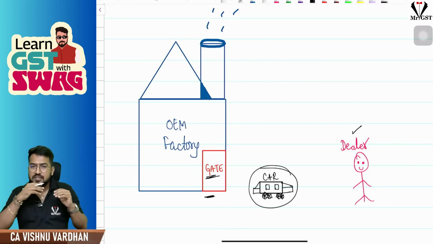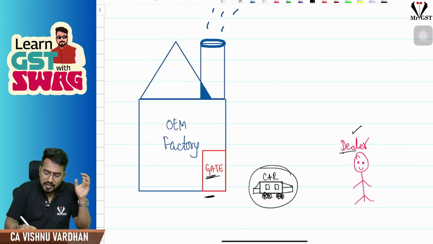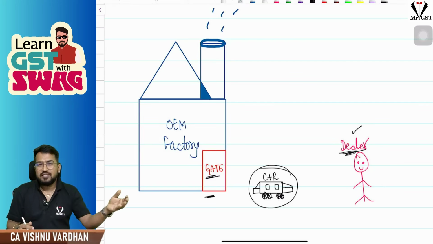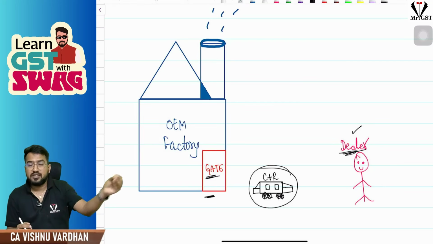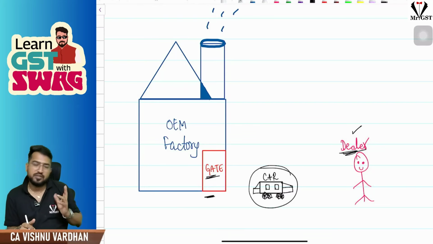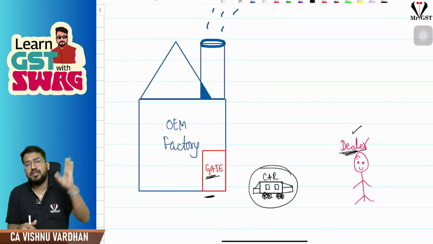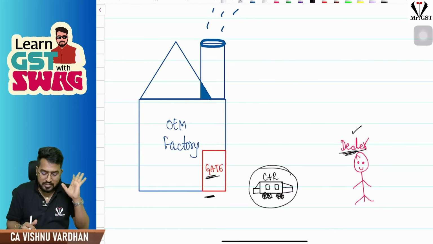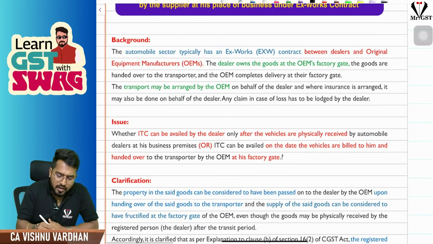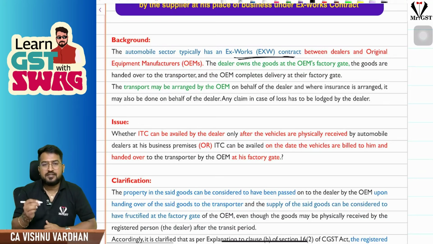So what happens, sometimes the dealer himself will go and take his vehicles and take the goods, or dealer will ask, sir, original equipment manufacturer, you only arrange some vehicle and send, we will take care of the cost, we will take care of the insurance, whatever it is, or if you are paying also, no problem, we will reimburse you. Like that they will discuss. So here the point is, as per the contract, we call this ex-works contracts. Ex-works contract.